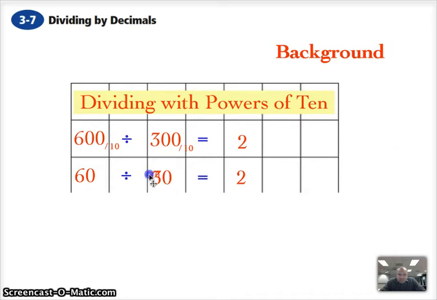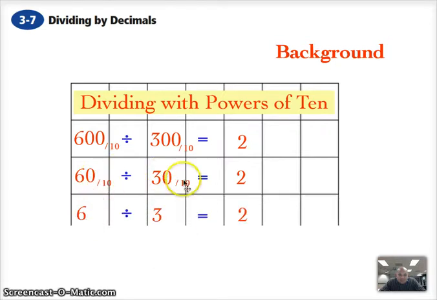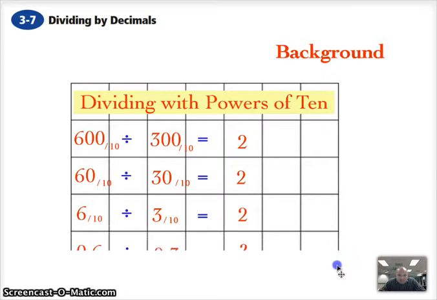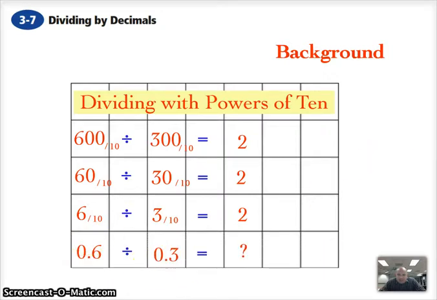Let's do the same thing again. Divide by 10 here. Our new equation is not 60 divided by 30, but it becomes 60 divided by 10 is 6, 30 divided by 10 is 3, 6 divided by 3 is 2. Obviously, it's a basic math fact, right? What happens when we further divide the dividend and divisor by 10? We come up with 6/10 divided by 3/10. And what do you think that will end up being? Well, if you guessed 2, you're absolutely correct.